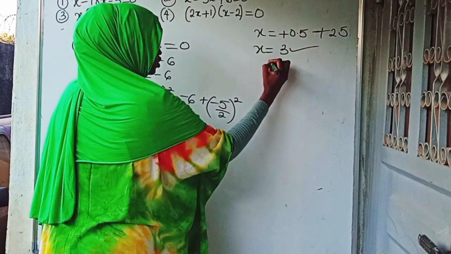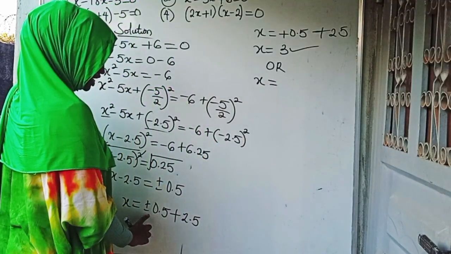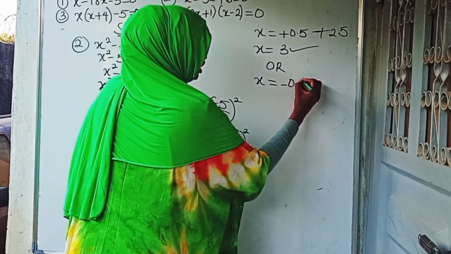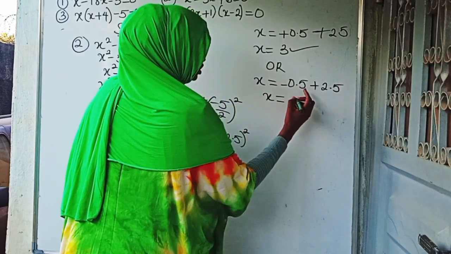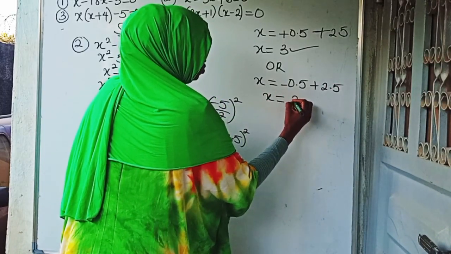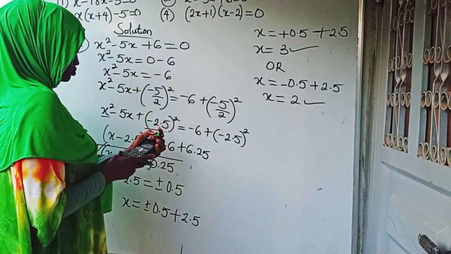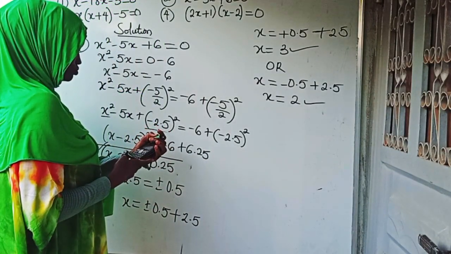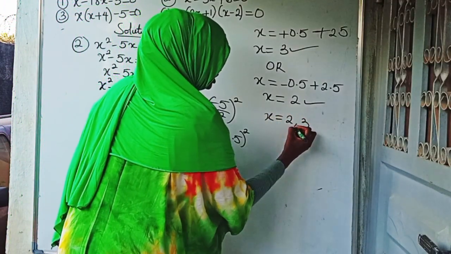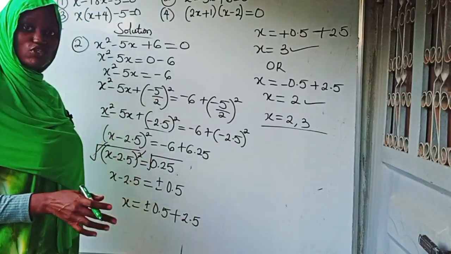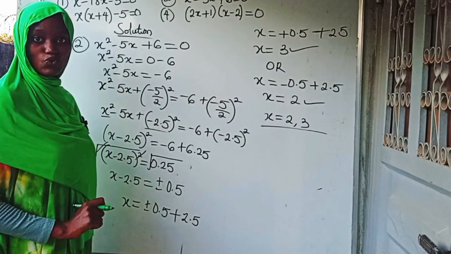For the second one, we take the negative sign. It's going to be x equals minus 0.5 plus 2.5, so x is equal to 2. This is the second answer. So the values of x are x equals 2 and x equals 3. Okay, viewers, hope this is clear at this point. So let's move on to the third one.